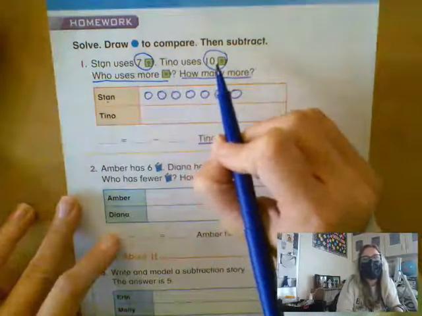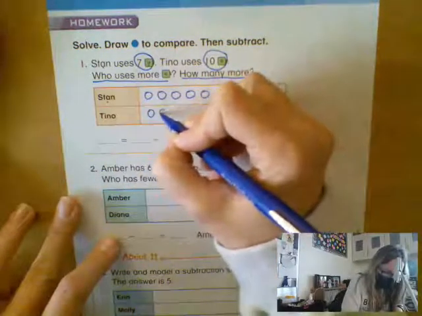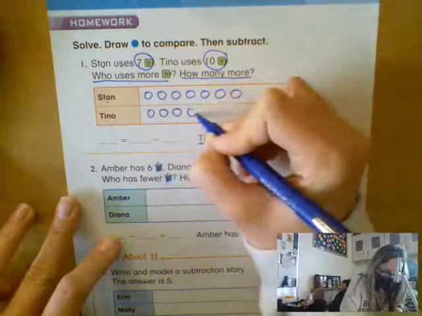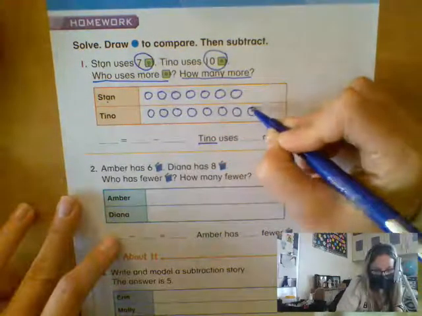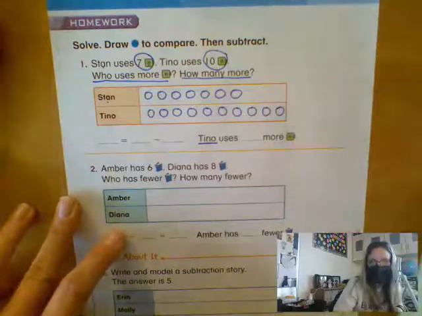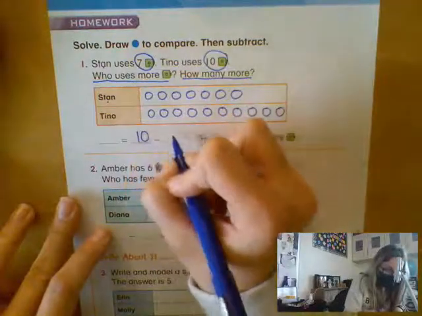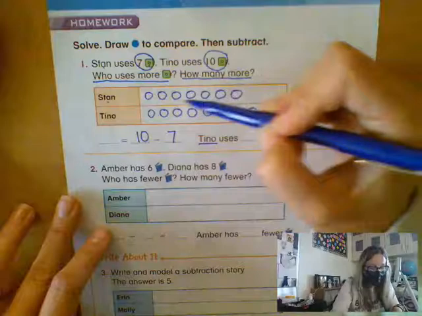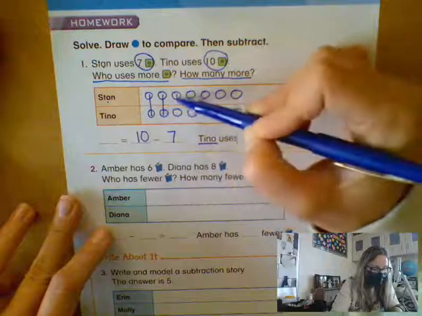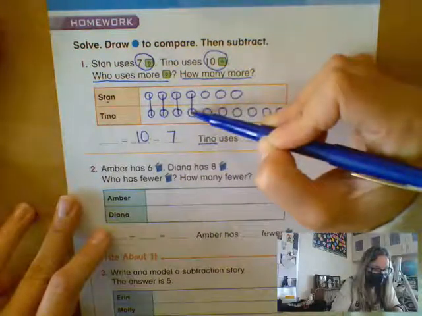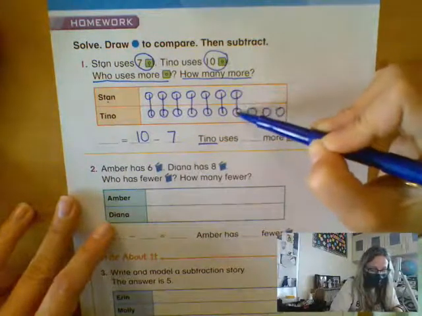Tino uses how many, Johnny? 10. So in Tino's box, draw 10. 1, 2, 3, 4, 5, 6, 7, 8, 9, 10. So to compare them, we're saying 10, take away 7. So let's compare them. Take away 1, ka-chink. Take away 2, ka-chink. Take away 3, ka-chink. Take away 4, ka-chink. Take away 5, ka-chink. Take away 6, ka-chink. Take away 7, ka-chink.